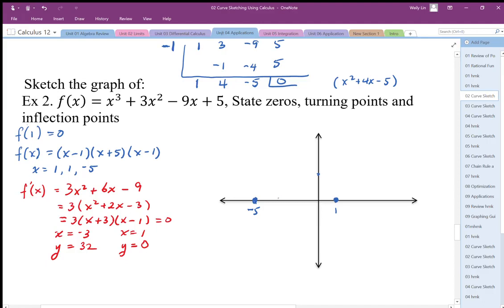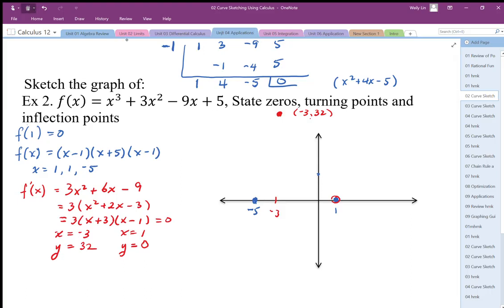We have now our max point. Okay, I'm going to negative 3. It's going to be way up here. Okay, at 32. We also know that that point doubles as a minimum point.